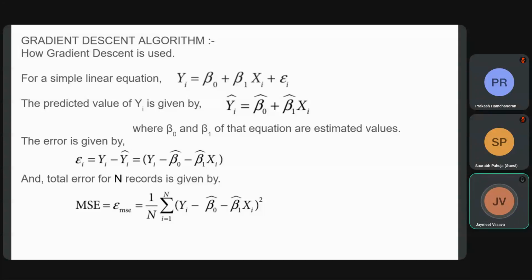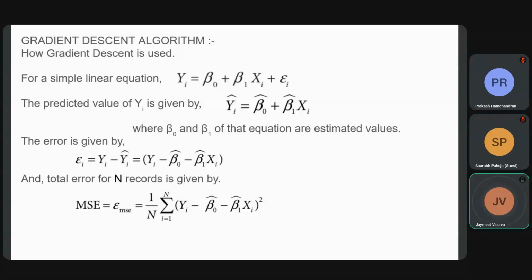But there is a predicted value also. The predicted value is represented mathematically as yi hat equals beta 0 hat plus beta 1 hat xi. As we are using hat representations, those are for the estimated values. So the error will be given by yi minus yi hat, and you can see that the error term is substituted.